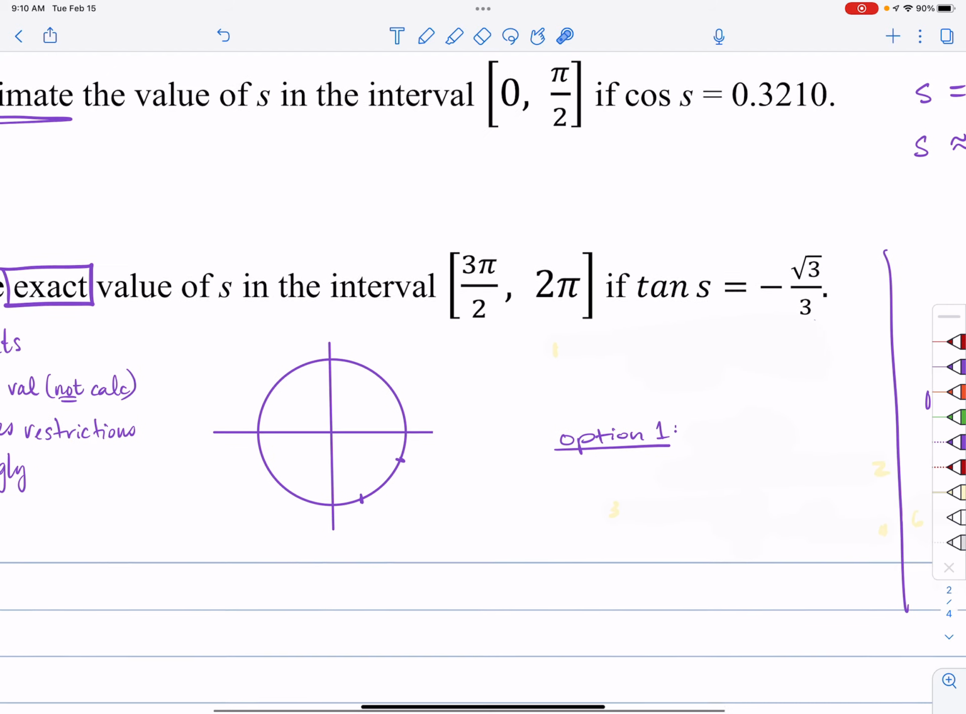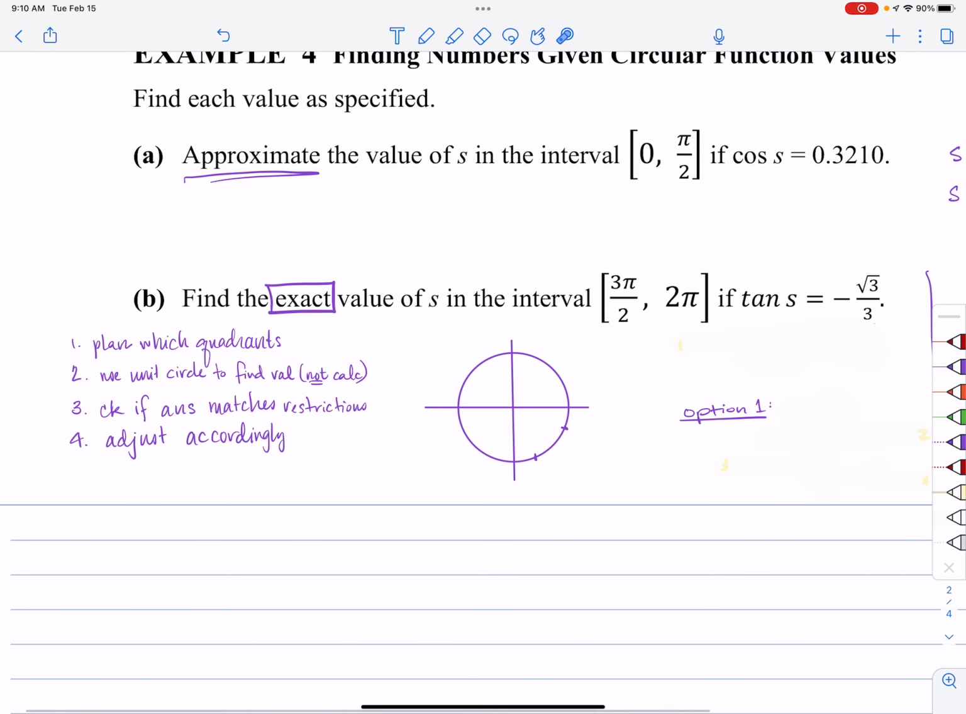In the second example here, it says to find the exact value. So this is a clue that we're not using the calculator. We're going to be using the unit circle. We're looking for an angle. Specifically, our angle is going to be in the fourth quadrant because it says it's going to be between 3 pi over 2 and 2 pi. And we're told that the tangent of that angle is equal to negative root 3 over 3.